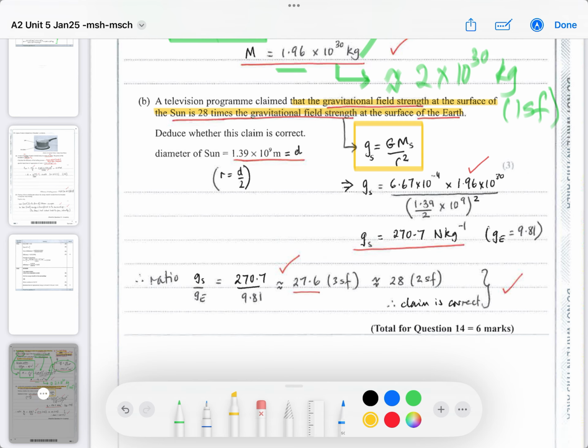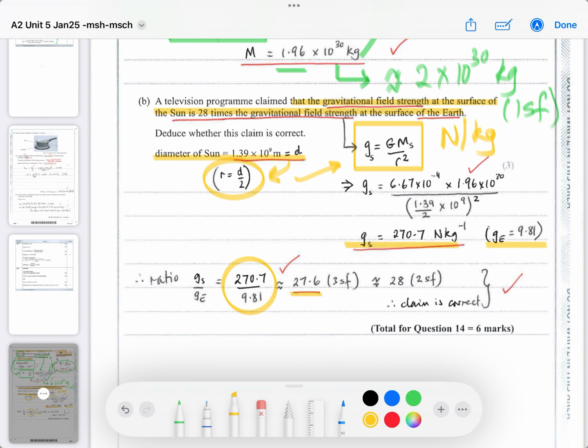So you don't need to have the mass of the object, so it'd be per kilogram if you like. Obviously at the surface it tells you how many newtons per kilogram the gravitational field is. So we know at the surface we need to use the radius of the sun. They've given us the diameter. You've got to work out the radius to put it into this equation, and you just put the numbers in and you'll see that it's approximately 271 newtons per kilogram, and Earth is 9.81, so you divide the ratio and you get 27.6.